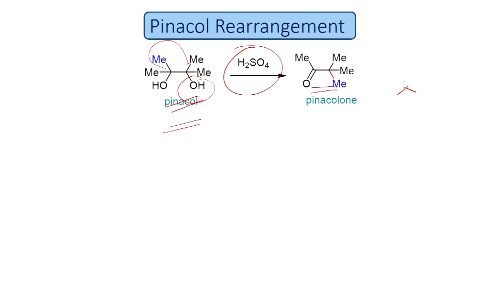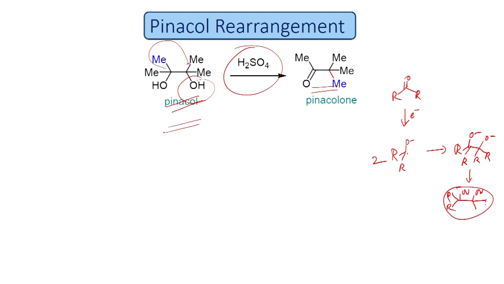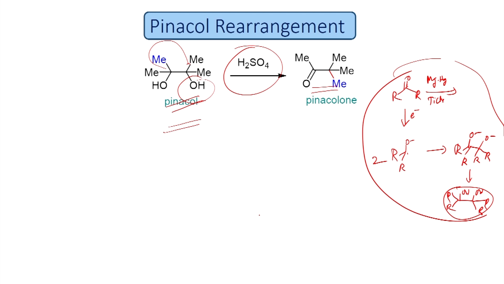If you have the ketone, so if you give an electron, it can convert into a radical anion, and you can dimerize and make the pinacol. For example, when you react with a reducing agent, you will be able to get the corresponding diol as the product. So, now when you react this pinacol with sulfuric acid, you get this ketone.